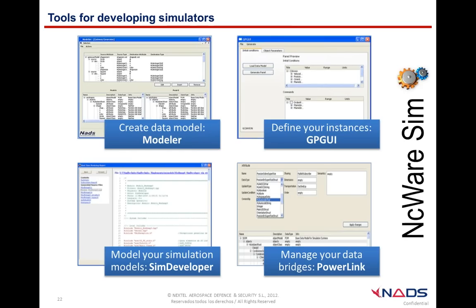Now, here we have some names of tools. For creating the data model, the tool is the Modeler tool. With Modeler, you can model every data you need in HLA style. Then we have the GPGUI for defining your instance.